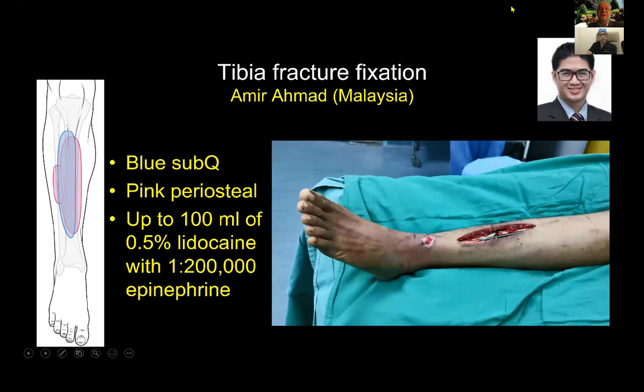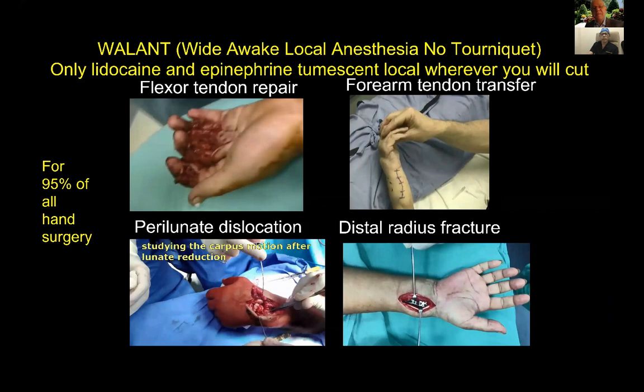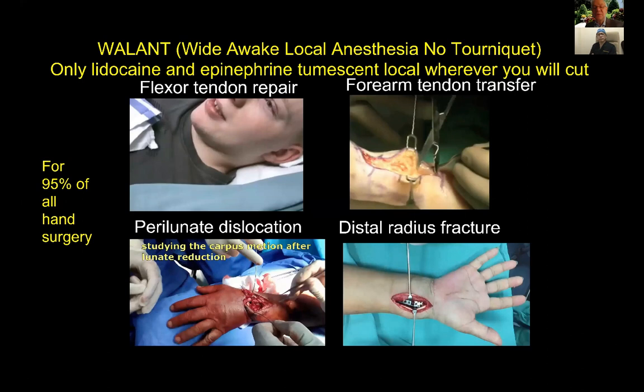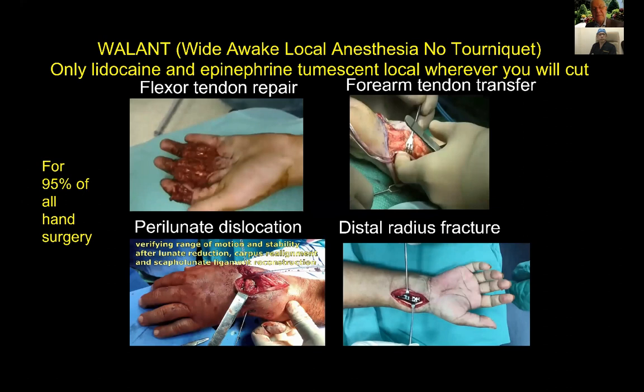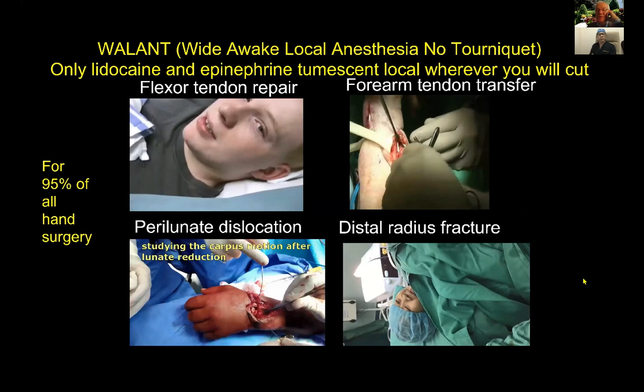And certainly for hand surgery, at least 95% of all of hand surgery you can do wide awake with no sedation, no tourniquet. And so here you're looking at three flexor tendon repairs in a young man. You're looking at whole forearm tendon transfers in an older woman. You're looking at a perilunate dislocation done in Portugal. And you're looking at distal radius fracture done in Malaysia by Dr. Ahmad, who published the first wide awake distal radius fracture. But this is happening all over the world now.